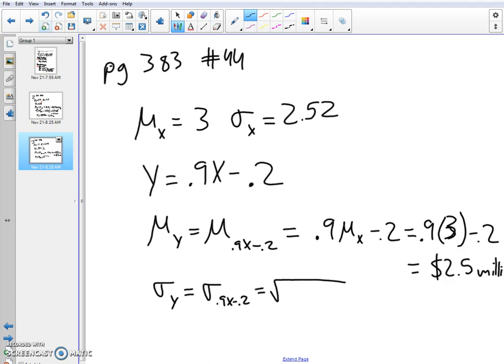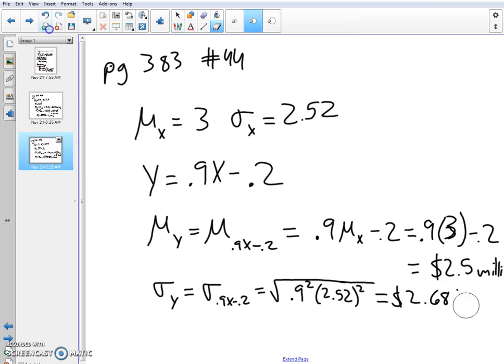Which is the square root, and following the formula is just b squared, so 0.9 squared times the standard deviation squared, so 2.52 squared, which ends up being 2.268, excuse me, million. So really this is just practice following those formulas.